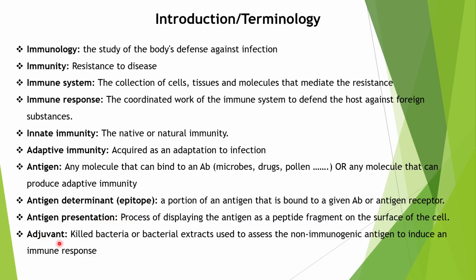Next is adjuvant. Adjuvant is a killed bacteria or bacterial extracts that can be used to assist the non-immunogenic antigen to induce an immune response. So an antigen can induce an immune response or may not, depending on how efficient it is. Sometimes it can only be antigenic, but it is not enough to produce an immune response.